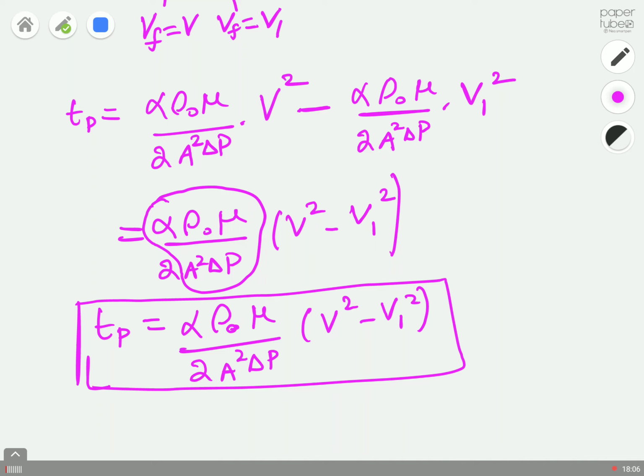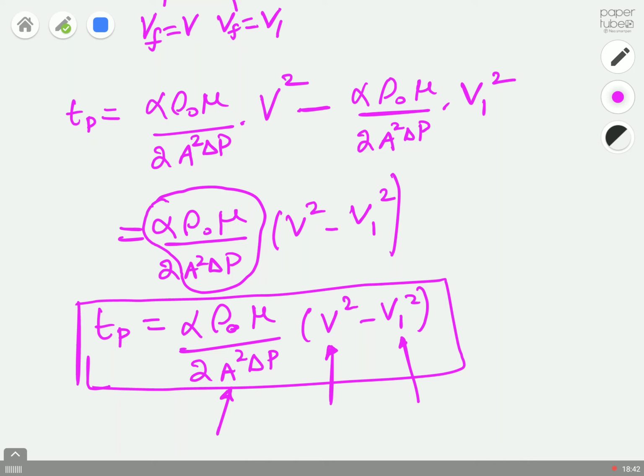To get your Tp value, you need to know what V is and what V1 is. Only then can you get your Tp value. You also need to know the value of these constants. At the moment we don't know what alpha is, what rho 0 is, what mu is, or what A squared is. We have some idea of the delta P. So we need the values of these constants. How do we get that?